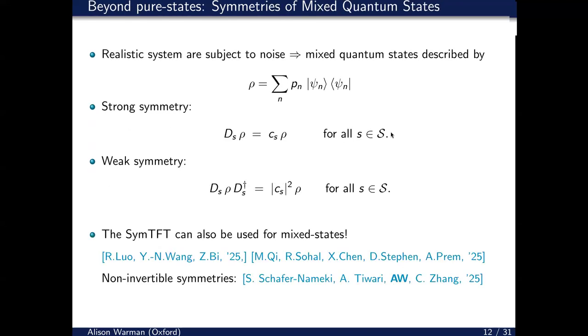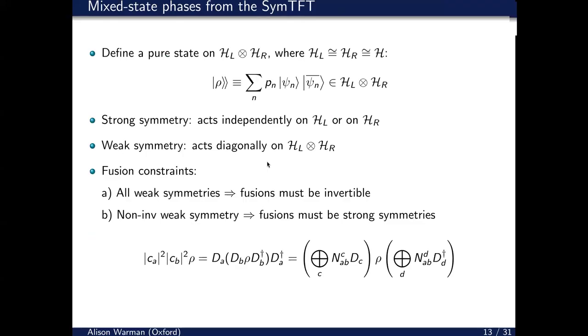Weak symmetries instead, which act on the density matrix by conjugation, get translated in this setting to operators that act diagonally on the tensor product Hilbert space. And interestingly, there are fusion constraints coming from these weak symmetries. Because if we have all weak symmetries, then the fusions must be invertible.